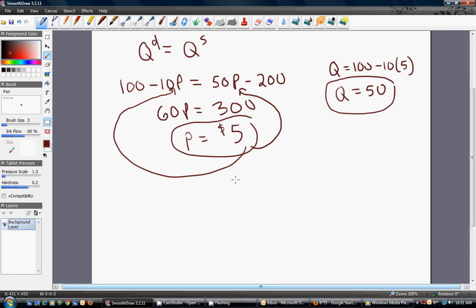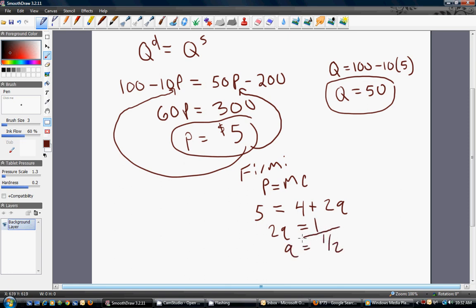So let's go back to the firm. As we said, the firm wants to produce where price equals marginal cost. That condition is consistent with maximizing profit. The price is $5, that's the going market price in this market, and the firm's marginal cost from the last page was 4 plus 2Q. Solving, we get 2Q equals 1, or Q equals 1/2. So this competitive firm will produce 1/2 units of output.